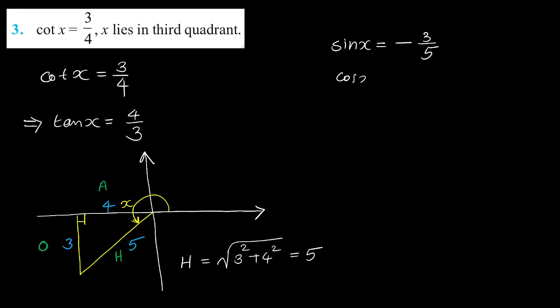Cos x. Don't forget to put the negative sign. Cos x is adjacent by hypotenuse, 4 by 5.